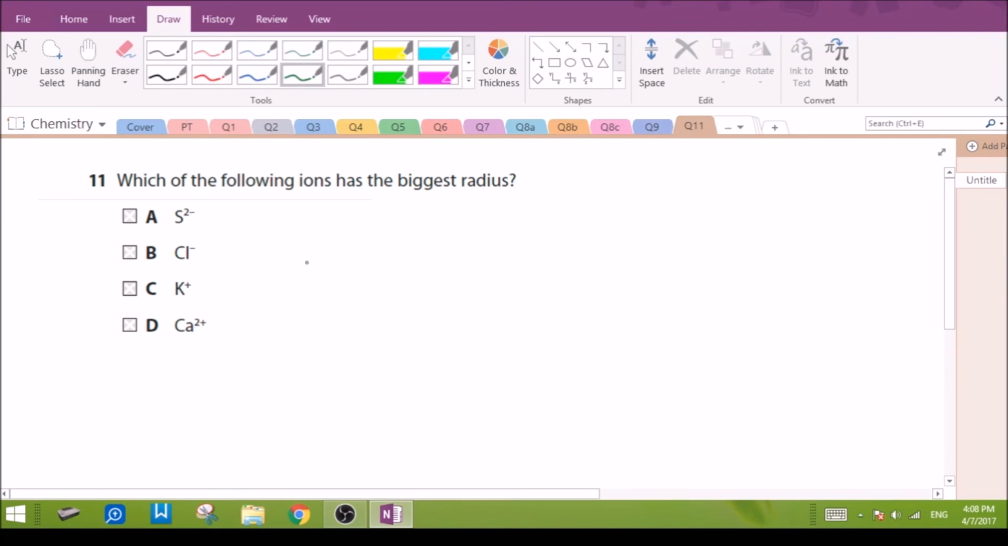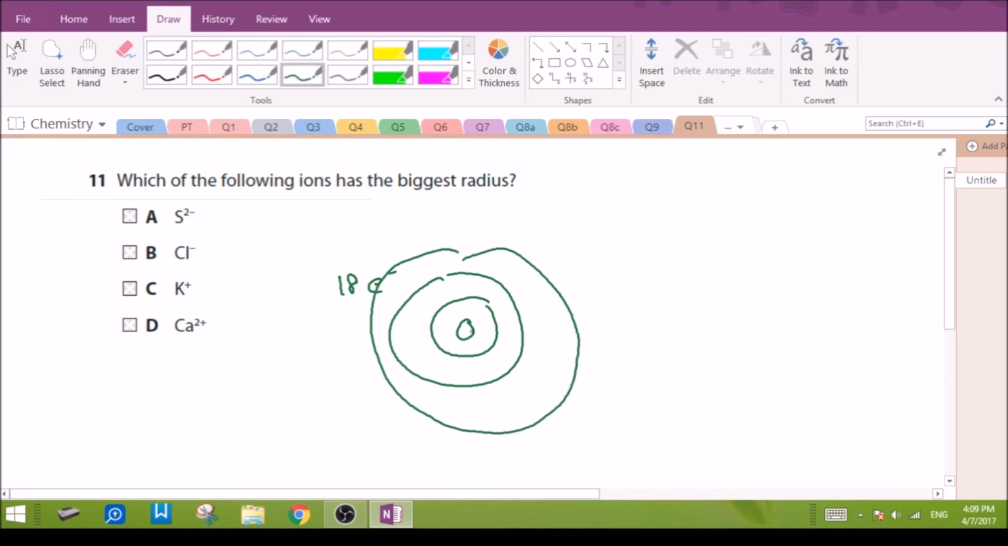Which of the following ions has the largest radius? Right, so all of these ions, once you check the periodic table, all of these ions have the same number of electrons. So they all have 18 electrons. What affects the radius will be the number of protons. Right, so 18 electrons, they have the same electronic configuration. So what it depends on is the number of protons. The more protons you have, the larger your attraction, the smaller will be the radius.